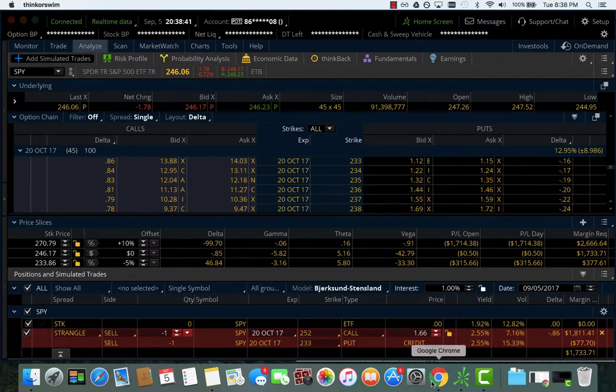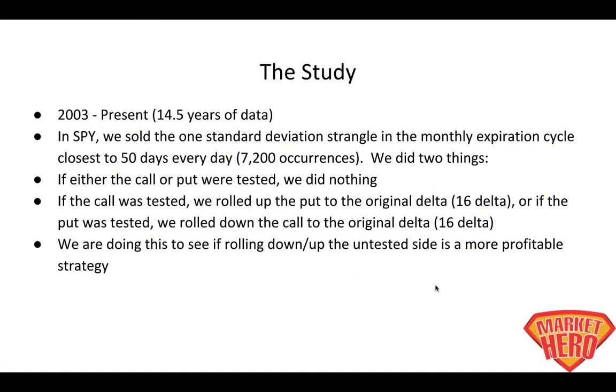So again, the three things that we did. The first thing is if the call or put were never tested, we didn't make note of it. The second thing is if the call or put were tested, we made note of it, we just added it in there. And the third thing we did was if the call or put were tested, we made note of it and rolled up or down the call or put depending on what happened to the original delta. Those are the things we did.